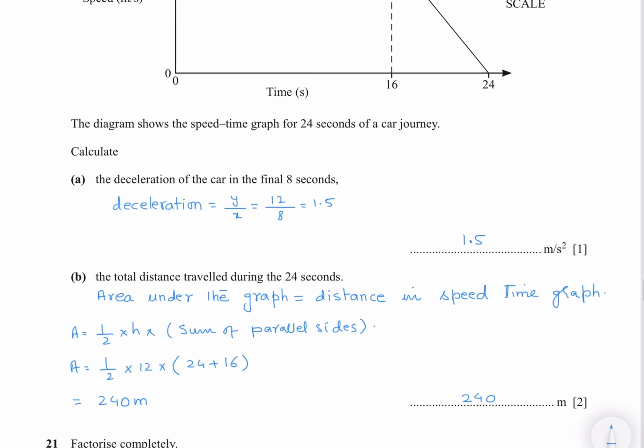Total distance traveled during the 24 seconds. So I took the whole diagram as 1, and this is a trapezium. Area under the graph is always equal to distance in a speed time graph. So area is equal to 1 over 2 into height into sum of parallel sides. So 1 over 2 into height is 12. Height is always the distance between two parallel lines in a trapezium. So sum of parallel sides 24 plus 16. So solve it, you will get 240 meters, the distance.